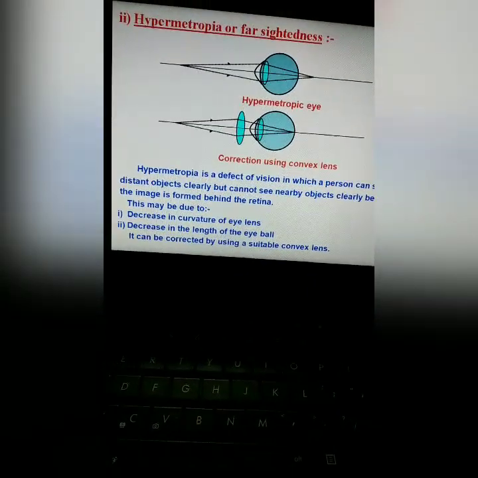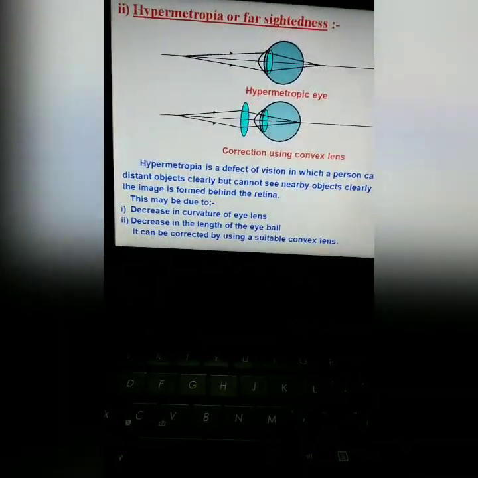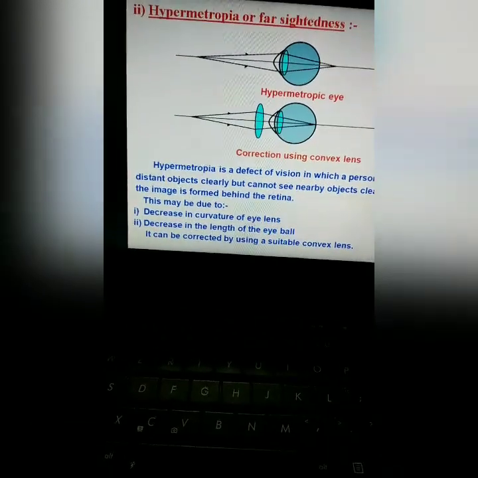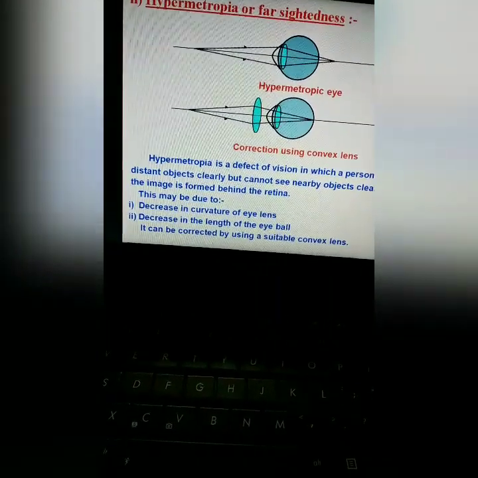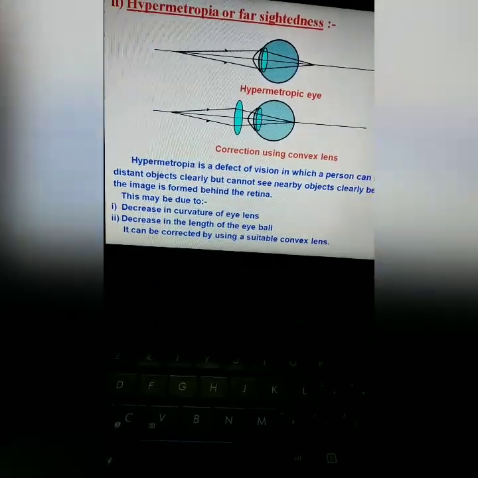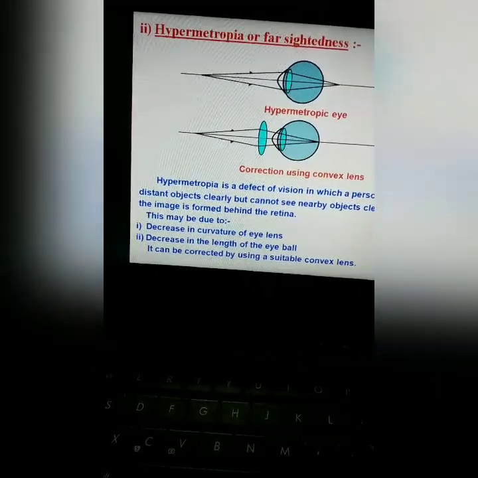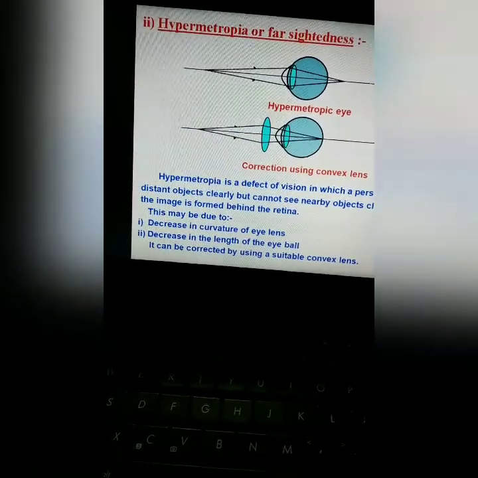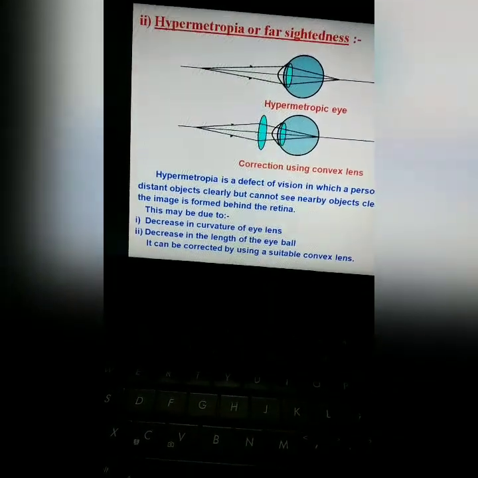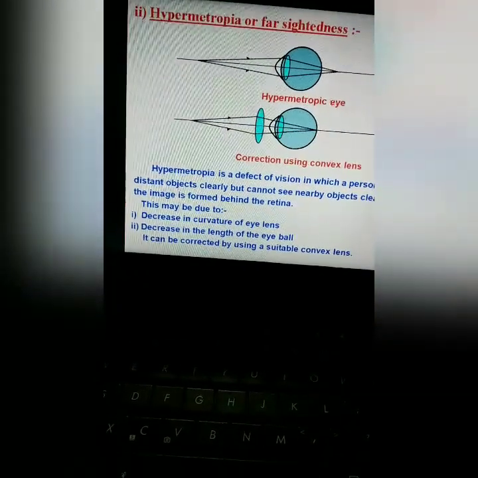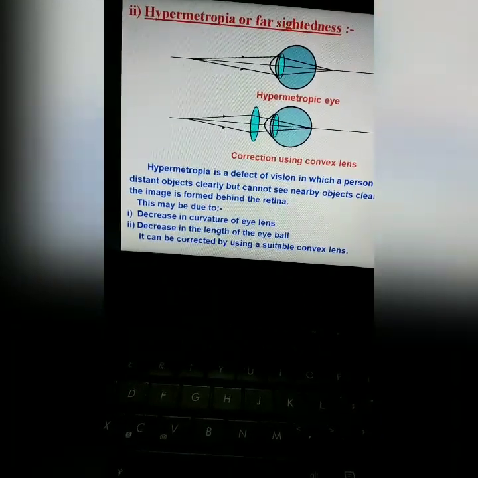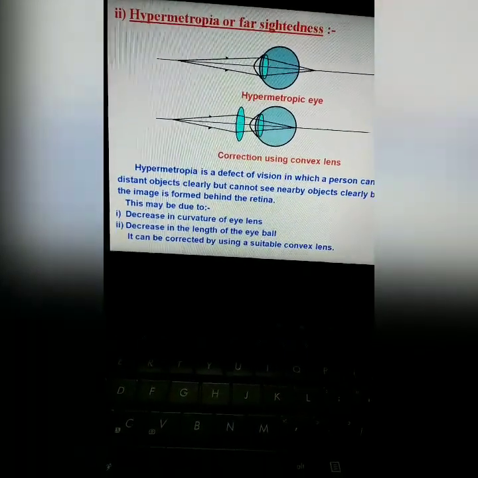Means those persons have a defect in seeing near objects, so they can say, "I can see far objects." Indirectly they are telling us they cannot see near objects clearly. So hypermetropia is the defect of vision in which the person can see distant objects clearly but cannot see nearby objects clearly, because the image of an object present between 25 cm and the near point of the person is forming behind the retina.